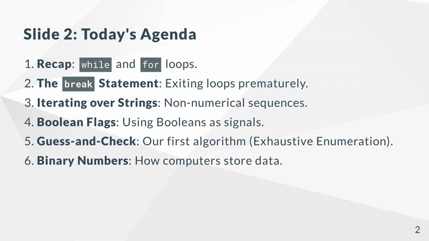Here's our roadmap for today. We'll start with a quick recap of looping mechanisms before introducing the break statement, which lets us exit a loop prematurely. Then, we'll expand our definition of loops to include non-numerical sequences, like strings. We'll discuss Boolean flags as signals and then apply everything to the guess and check algorithm, also known as exhaustive enumeration. Finally, we'll wrap up with an introduction to binary numbers.